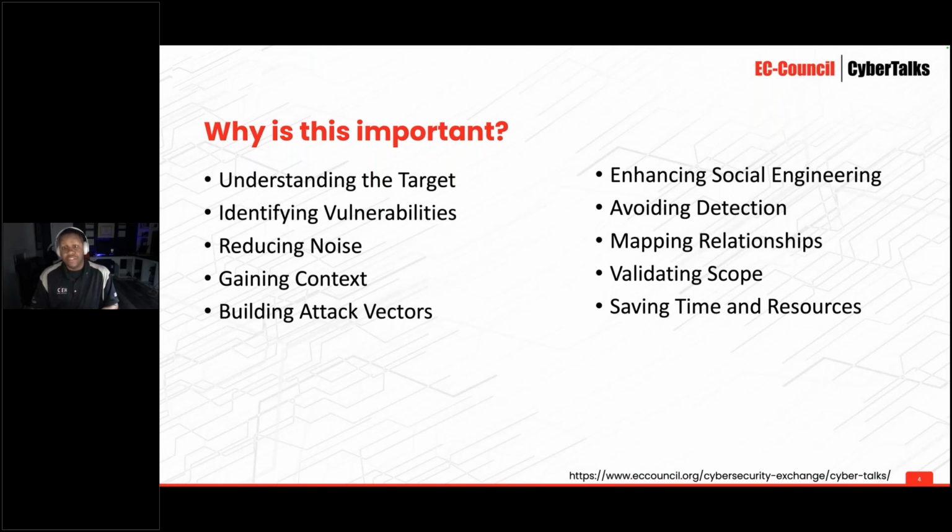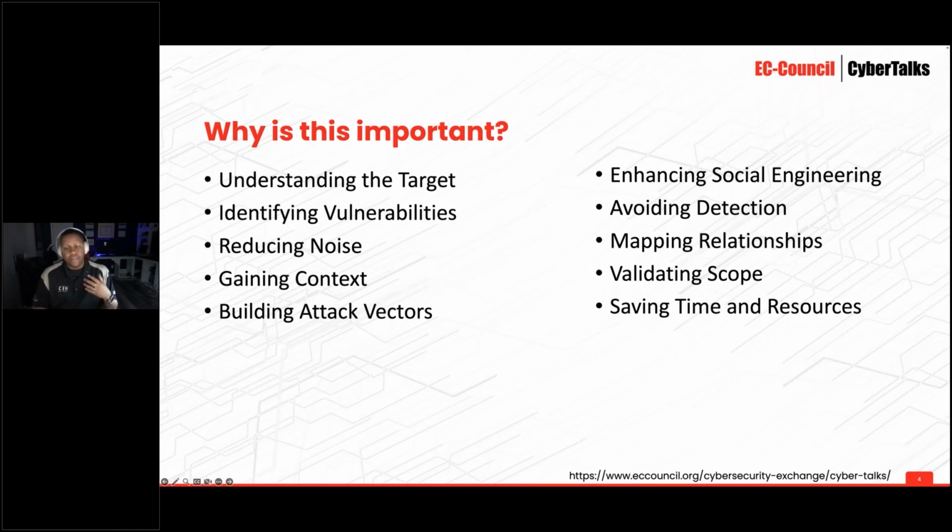We're trying to map relationships. Recon helps uncover relationships between systems, domains, and third-party services, which may reveal hidden attack surfaces. We're trying to validate the scope, which ensures that we as pen testers stay within the scope by identifying which systems or networks are part of the authorized test. And we're trying to save time and resources. Good recon reduces trial and error during later penetration testing phases, leading to more efficient use of time and effort.